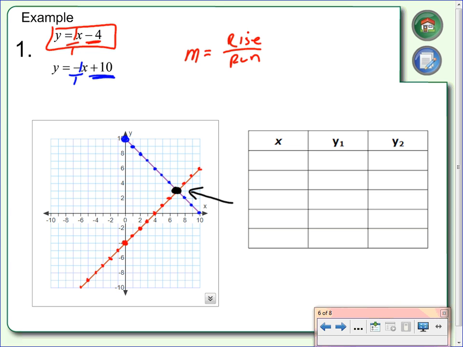Where do they intersect at? What is that ordered pair there that I just darkened in? Melissa, help me out here. What is that point that we just darkened in? What's that ordered pair?